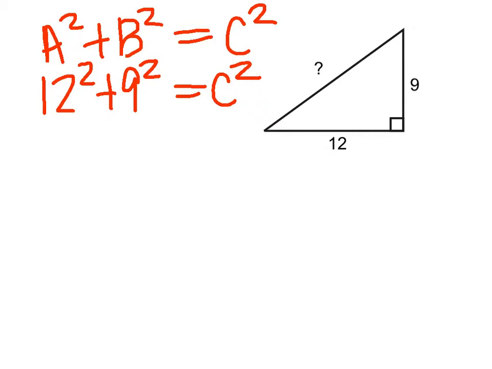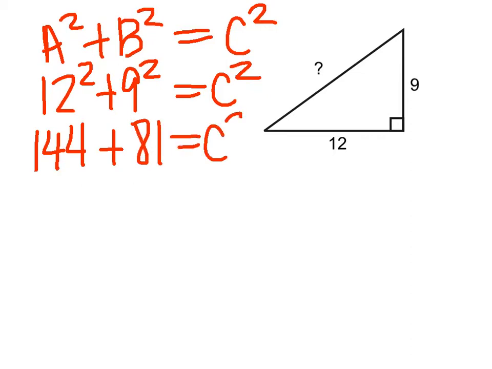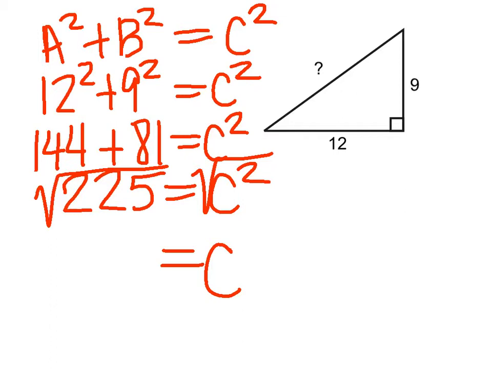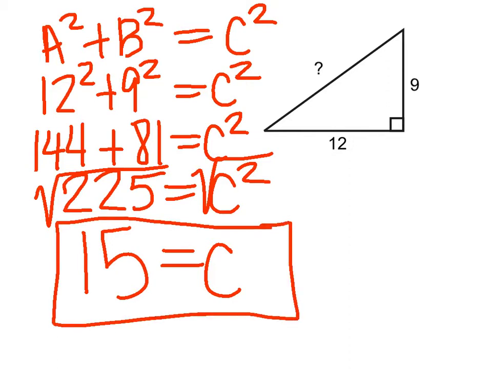What is 12 squared? 144. 9 squared? 81. What do we get when we add these together? 227. Should be 225. What do we need to do next? Get square root of both. Right, square root both sides. The square root of 225 is 25. No, never mind. 15. That should be your final answer.